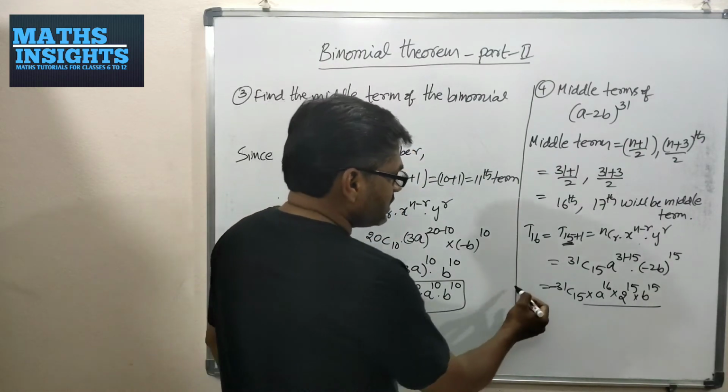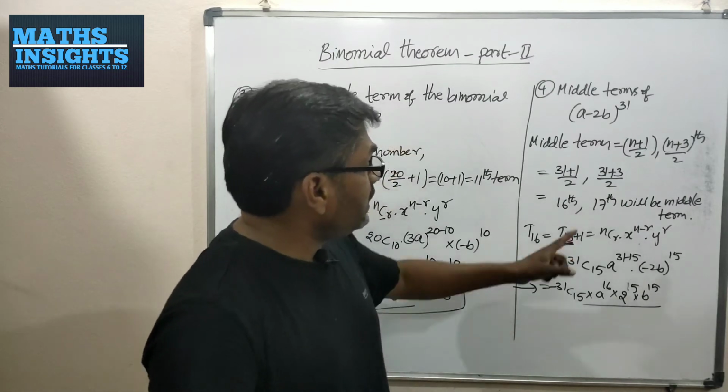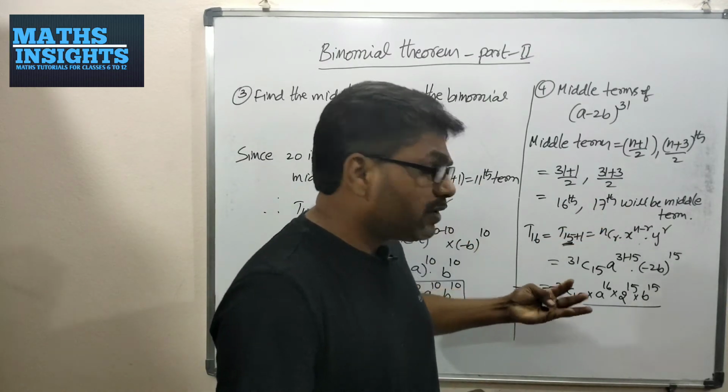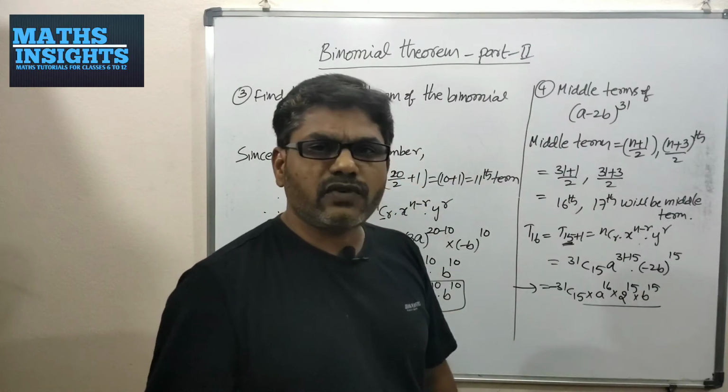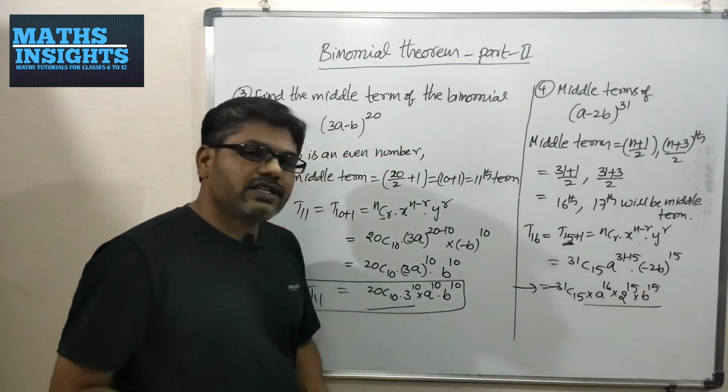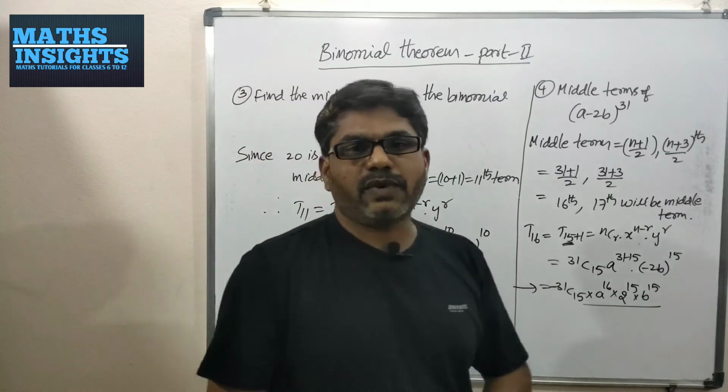This is the first middle term. Similarly, the 17th term will be the second middle term. You can calculate that also by using this formula. Then you can write the two middle terms of the expansion.